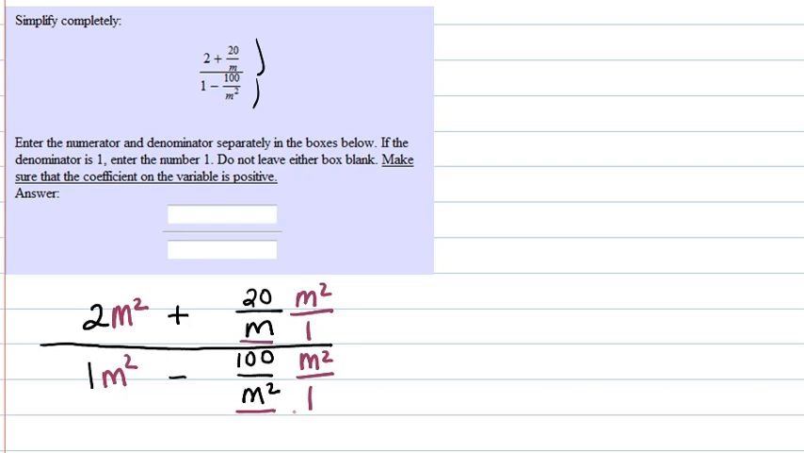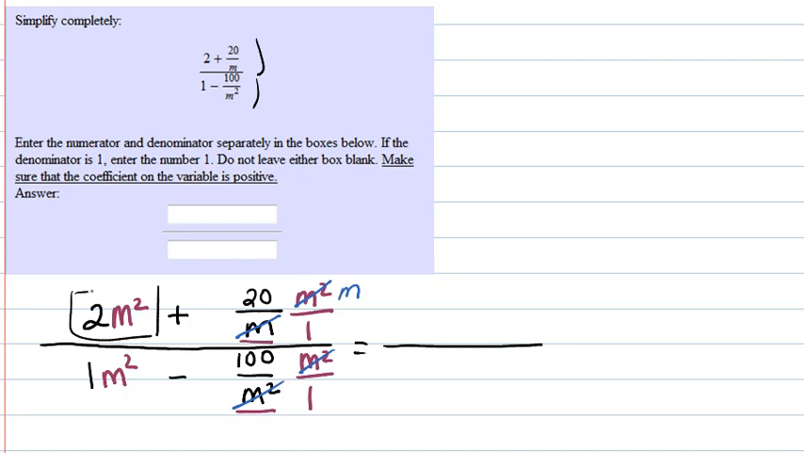So let's see, let's reduce here first. The whole reason we multiply by the common denominator is so that these fractions disappear. So m goes to m squared once, so we're going to end up with just an m there. And on the bottom, the m squareds drop out completely. So let's rewrite and see what we've got here.